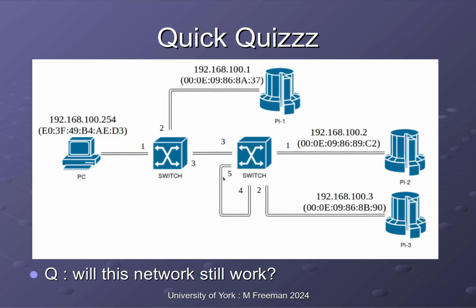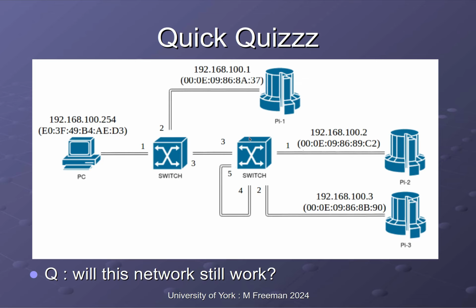So from a network diagram point of view, I have put in a link between ports 4 and 5 in that one here. Will that cause any problems? Will our system still work? Not to give the game away, the answer is no. No, you'll get a broadcast storm here and the whole lot will stop working. But can you see why it will stop working?